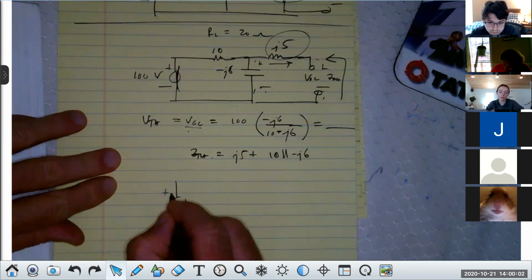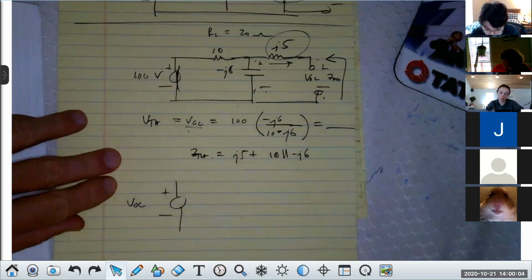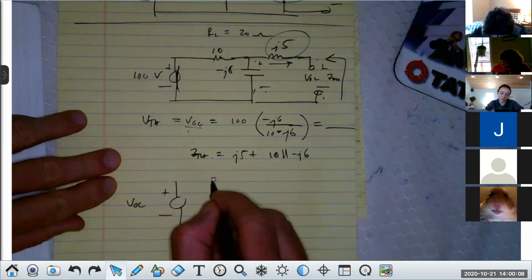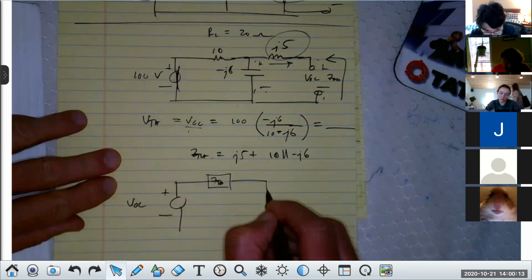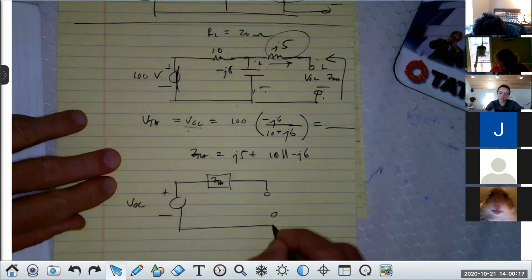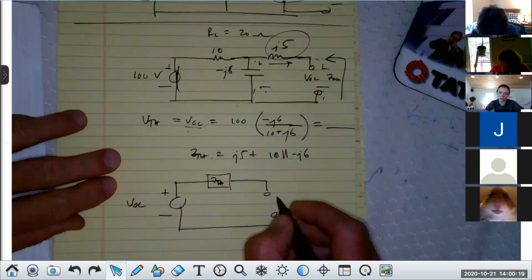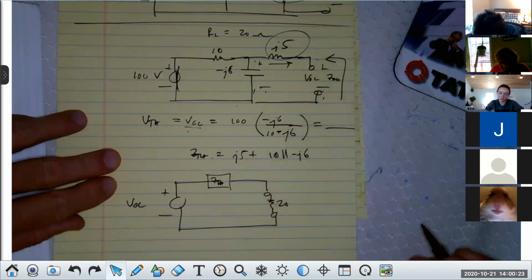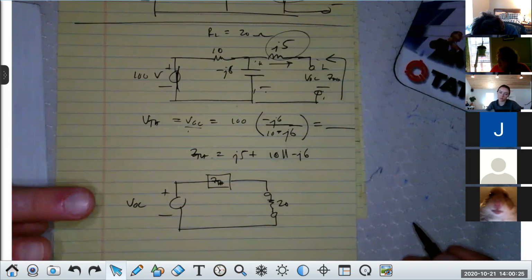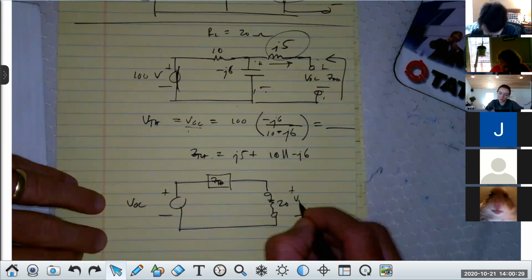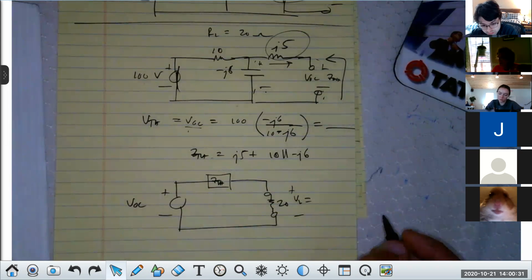So this is going to be plus minus VOC, which is this value we'll get to. Then you put Z Thevenin here, right? Then you reattach the load. So the load looks like, I'm going to reattach it here. And that load was simply 20 ohms, right? Yes. Now, I'm going to ask for several things. First thing I'm going to ask for is the voltage across that. Remember, this is going to be a peak voltage across it, right?